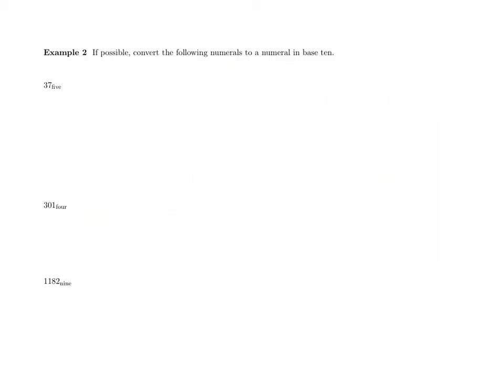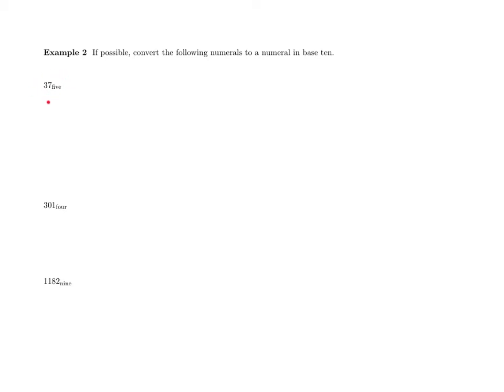It turns out converting a number into base 10 is a relatively simple process, and let's try that here in example 2. So, if possible, convert the following numerals to a base 10 number. And I put this one here first. This is 3, 7, base 5. Notice I'm not saying 37. This is 37 base 5. Is it possible to convert this to a base 10 number?